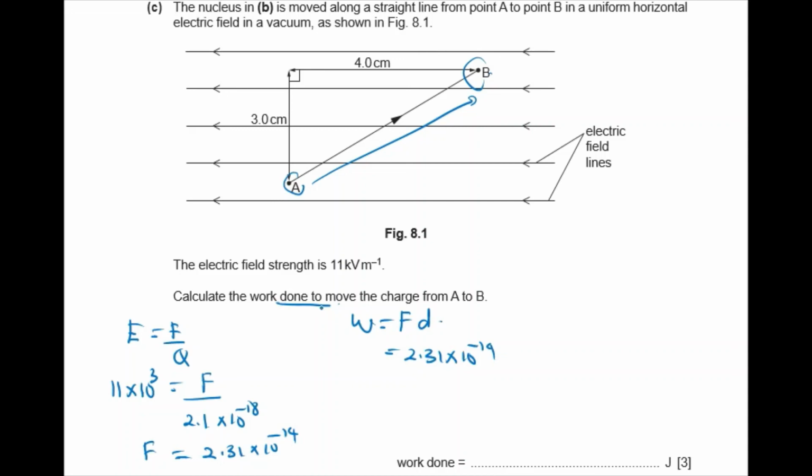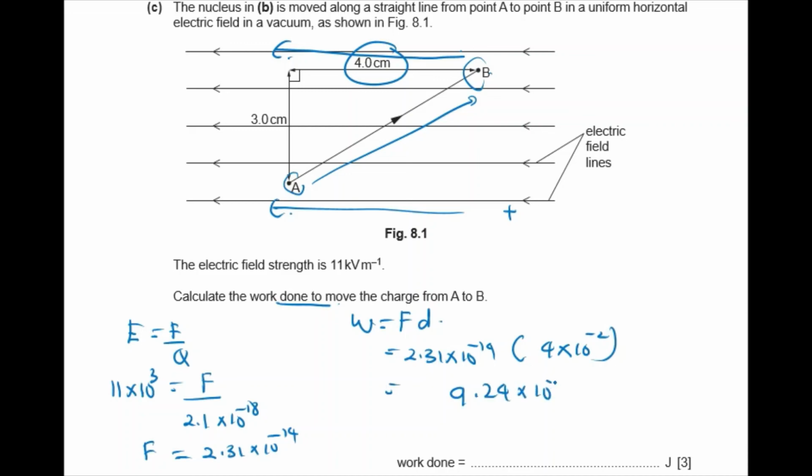Okay, distance. By definition, work done must be force times distance in the direction of force. So where is the direction of force? The electric field is from right to left, so the direction of force is also this way. So the distance is 4 cm. So the answer is 9.24 times 10 power negative 16 joule.